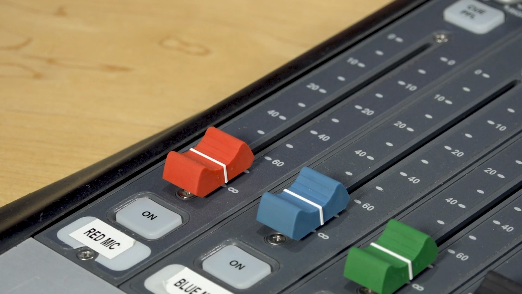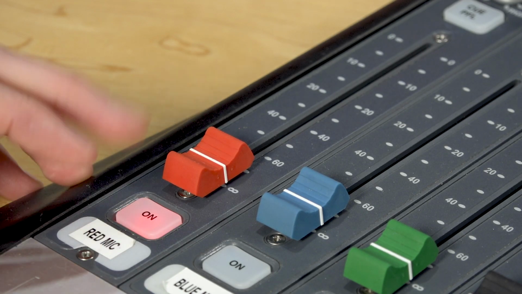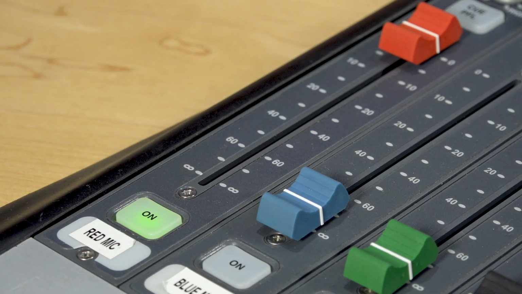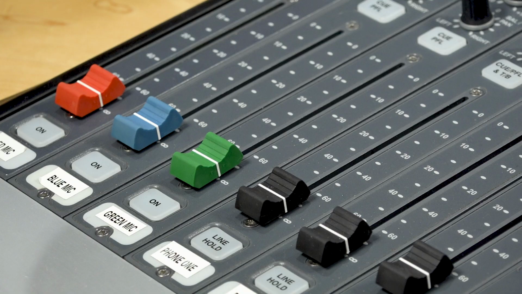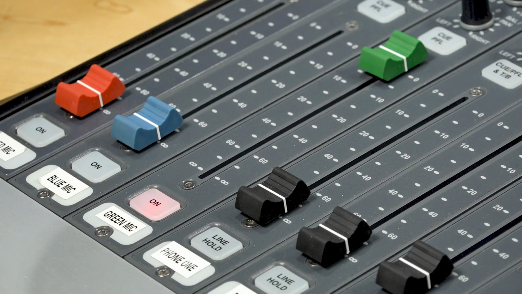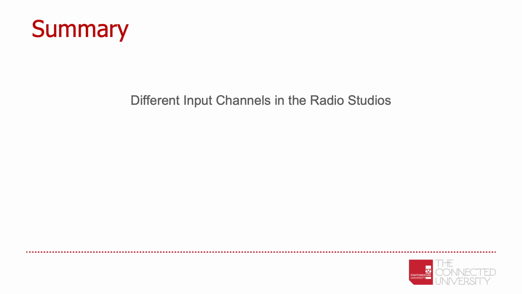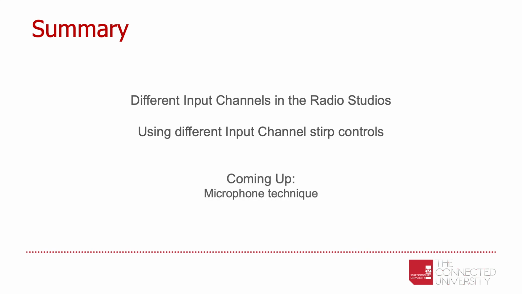So, when you activate a channel strip with the on button and raise the fader, it'll be routed to your program output bus and the audio recording bus on the PC. Switching off the program and audio buttons will prevent that channel strip from being heard by your audience or recorded into the PC. In this lesson, we've discussed the different input channels that are available to us and how to use the different controls that are found on a Sonifex S2 input channel strip. Next up, we'll learn how to adopt a good microphone technique.